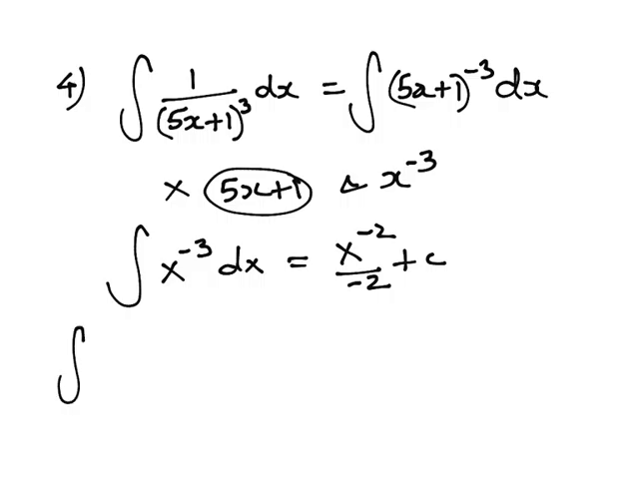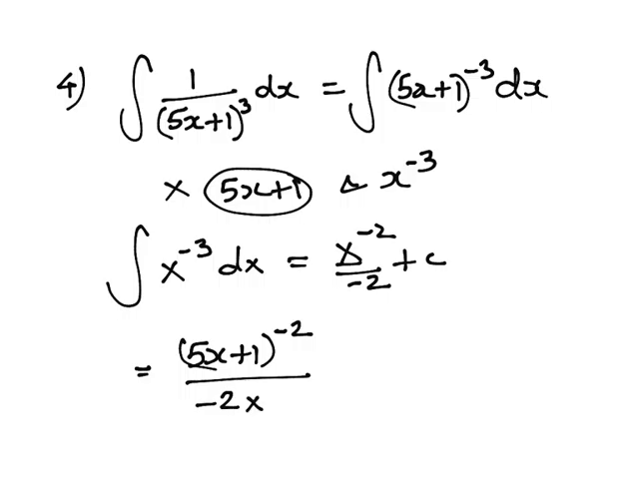Hence the answer for the actual problem is, x is nothing but 5x plus 1. So 5x plus 1 raised to minus 2 divided by minus 2 into, I will multiply the coefficient of x, which is 5, plus c. So this is the answer for this particular problem. Let us look at one more problem.